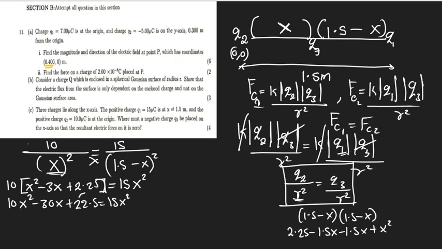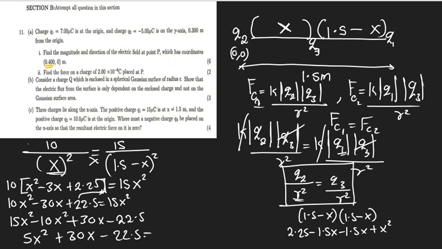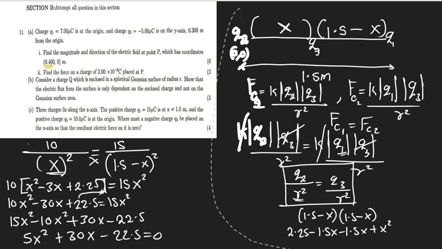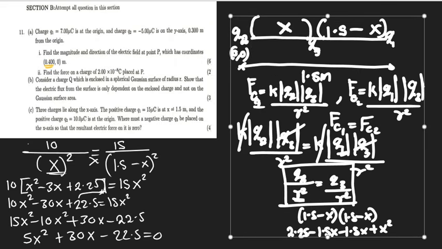Okay, so we now take this side: 15x to the power 2 minus 10x to the power 2 plus 30x minus 22.5. So this is going to be 5x to the power 2 plus 30x minus c, equal to 0. Now let's try to do some beautiful magic. The question is, do you use the same concept over and over again? Yes, you do.